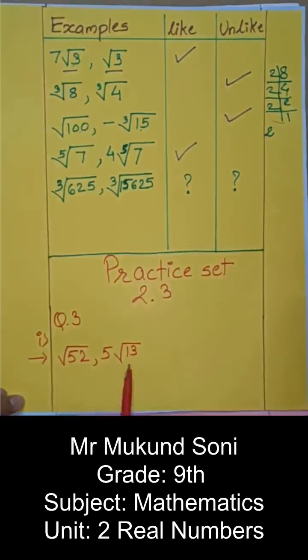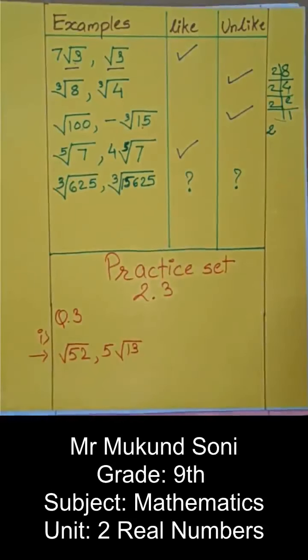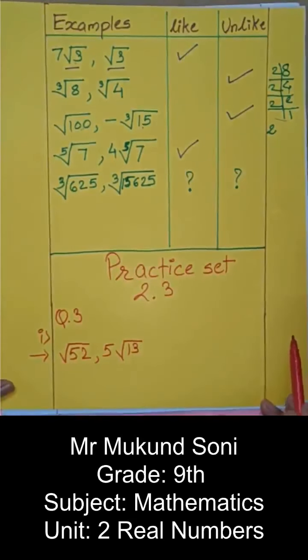Now observe it. Do you feel that these are like surds or unlike surds? Do not always go on your vision. Sometimes think a little critically. Even if the number 52 on the surface looks like it is not matching with 13, we can give the simplest form to 52. You can do the simplest form of 52 by the prime factorization method. Do it in a rough column.